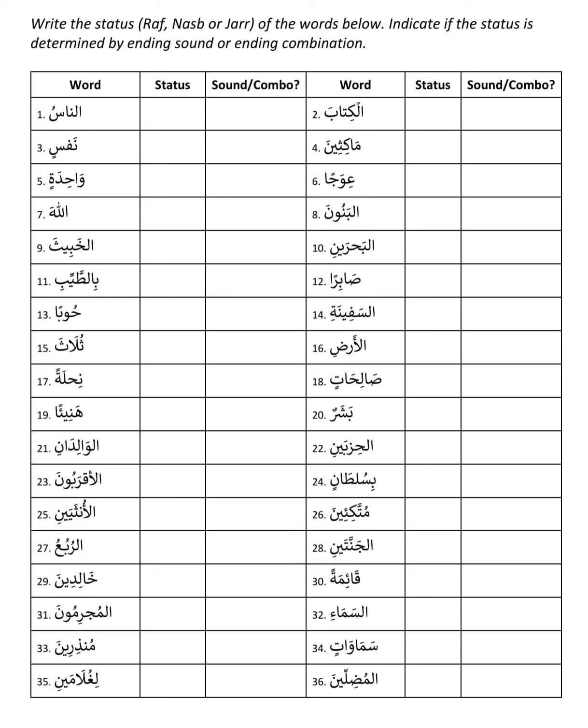It's a rafa and it's a combo ending. 24, Bisultanin, like Muslimin. This is also a little bit tricky. You might think it's like Muslimani. Remember, for Muslimani, there is no word called Muslimanin. There is no word called Muslimanin.